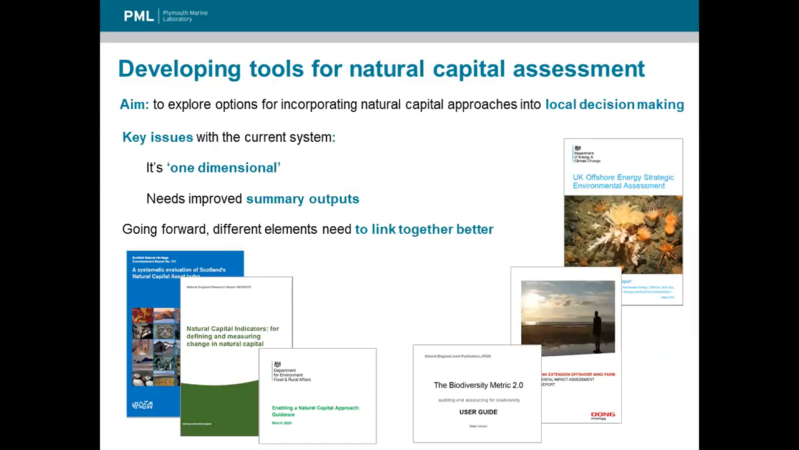And finally, going forward, different elements of the system need to link together better, because of course on the one hand you've got the environmental impact assessment processes and tools, whether that's the strategic level, site level, and things like the new biodiversity 2.0 metric, which will relate to net gain. And then of course you've got all sorts of different processes happening on the natural capital side, whether it's the development of, for example, Scotland's Natural Capital Asset Index, Natural England's work on indicators, and DEFRA enabling a natural capital approach. And at the moment, these systems, within and between the two different sides, don't really talk to each other well, and there needs to be a better way, some standardized protocols, so that there is better integration between the different parts of the system.